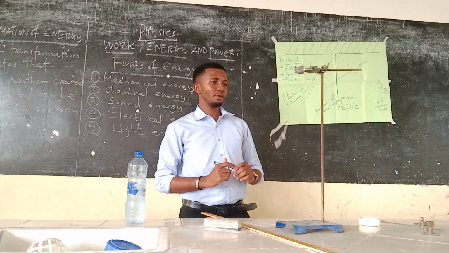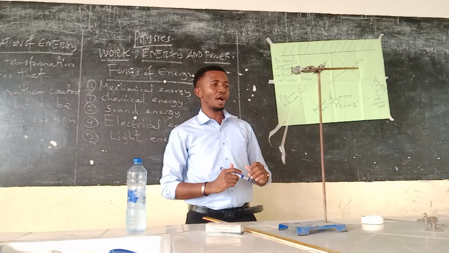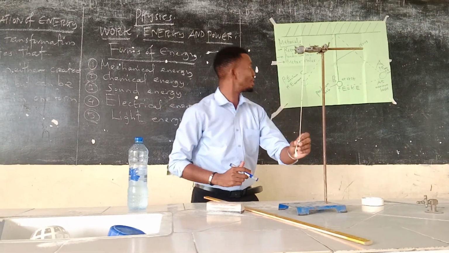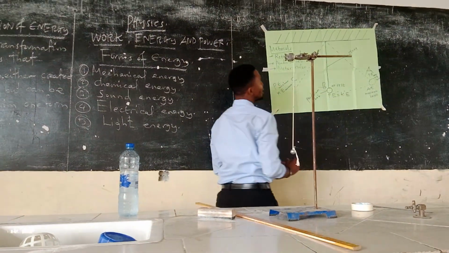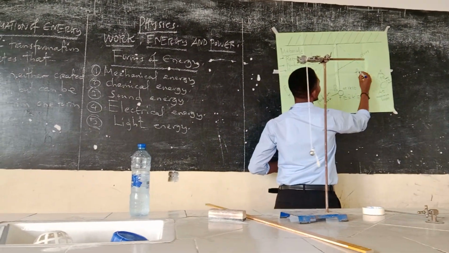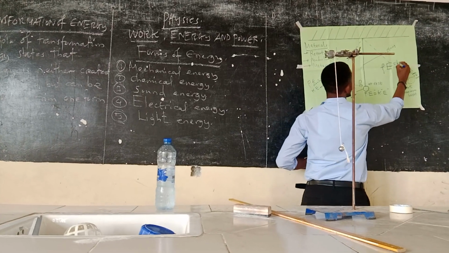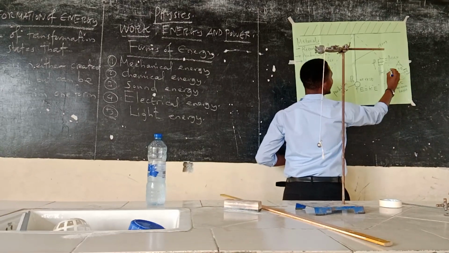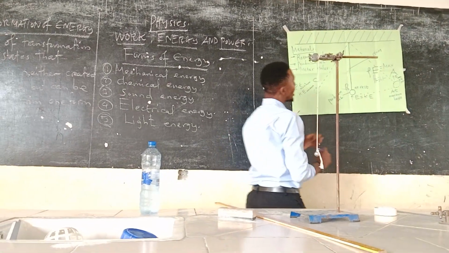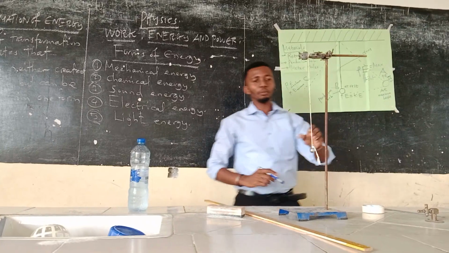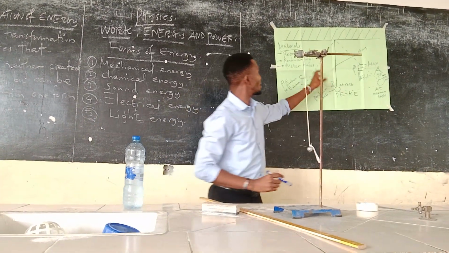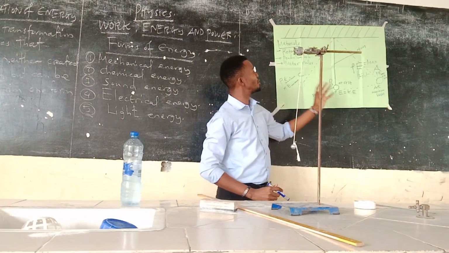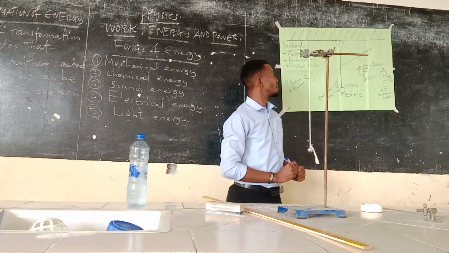So to check how the energy can be transformed: at this point, because we have the maximum height, which is point A, we say our potential energy is maximum. So PE is equal to maximum. Why so? Because the height is maximum. As the height increases from point A up to point C, the potential energy also increases.